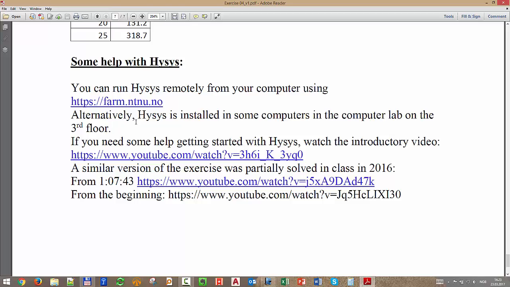Alternatively, if you want to use it on a computer, it's installed on some computers on the 3rd floor. And I recommend, that's a very basic example of expansion of fluid in a valve, but last year we discussed that exercise in class, so you can go directly to 1 hour and 7 minutes in that video, and also watch from the beginning of that video. Then you learn how to use the tool and also apply it exactly to that problem. Okay? So it's not so difficult.